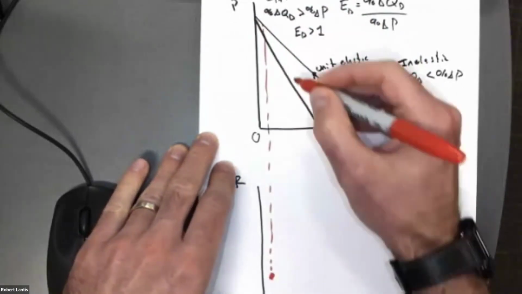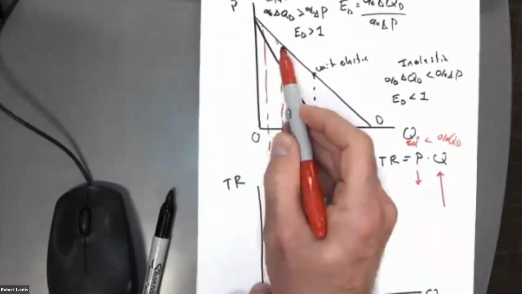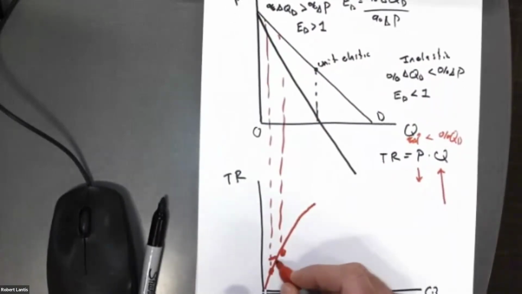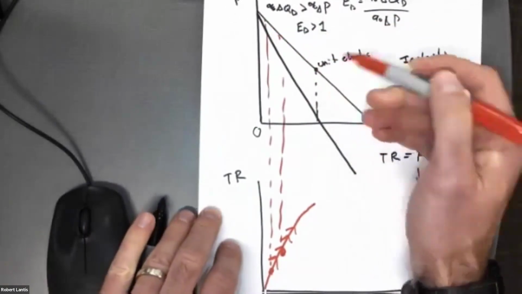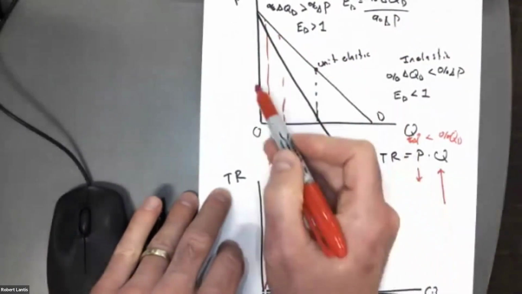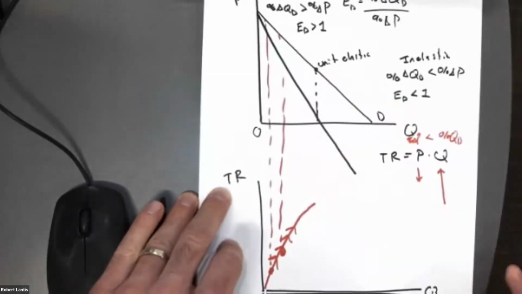I could map this out to a total revenue. Well, what's happening as I sell more units and lower that price? My total revenues are increasing. So anytime demand is elastic, by lowering the price, the monopolist is increasing their total revenues. Or what's an increase in total revenue? A positive marginal revenue.